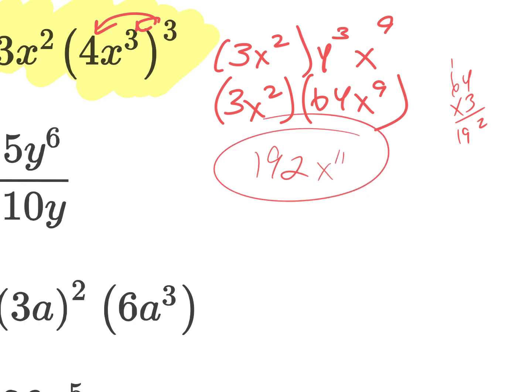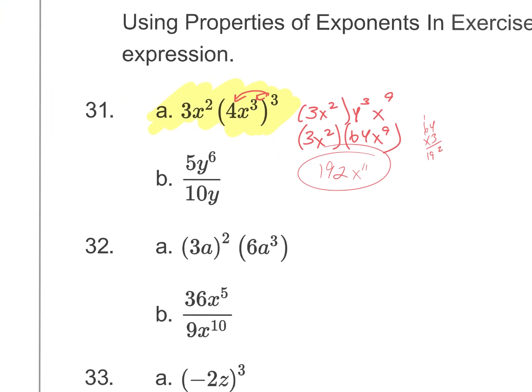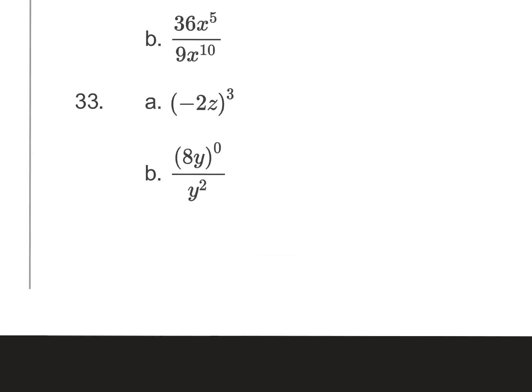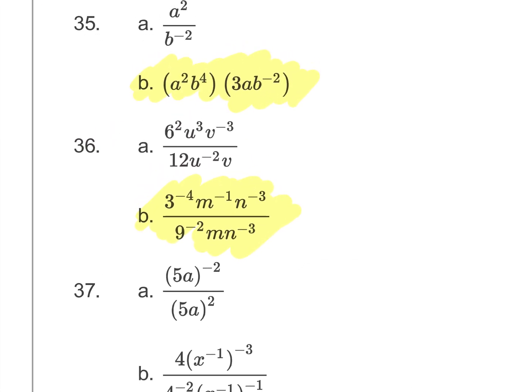Where'd you get 11 from? You add the exponents because you're multiplying same base. Good. All right. I'm just going through different problems to keep your eye on.